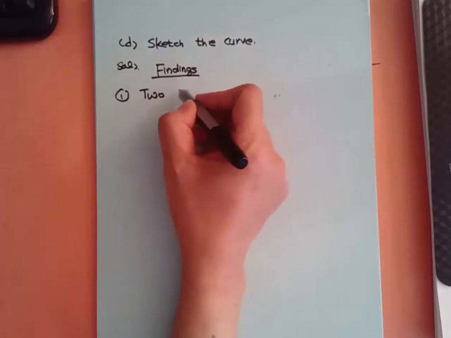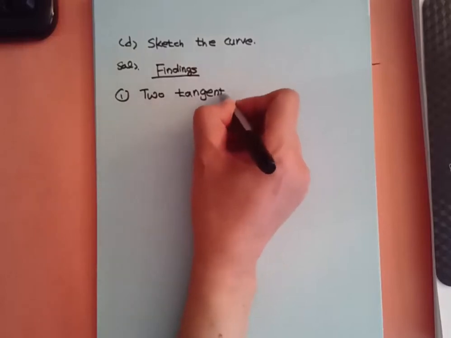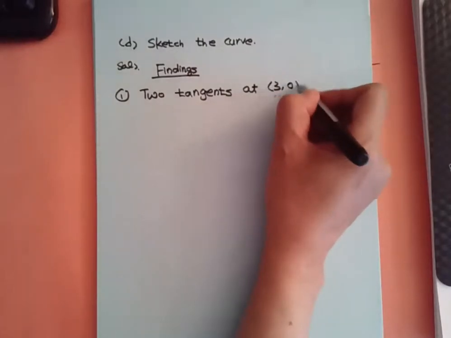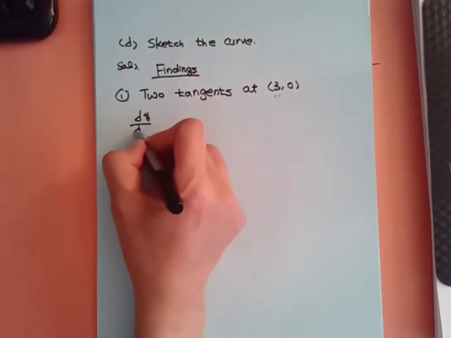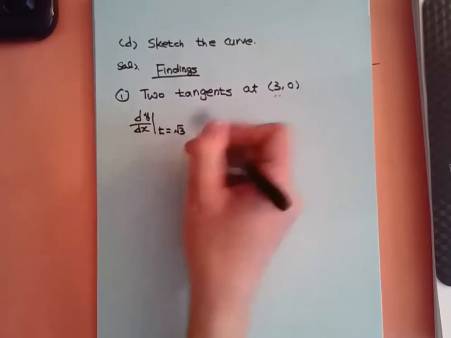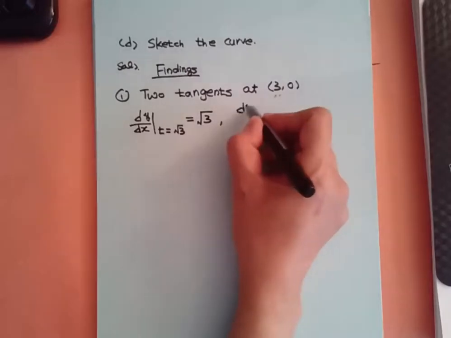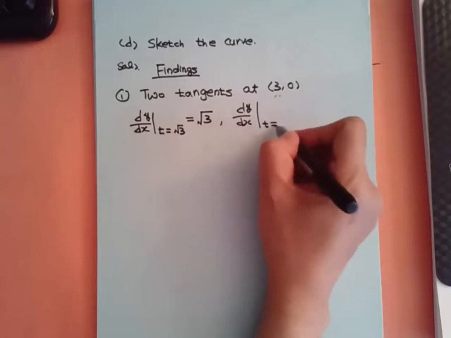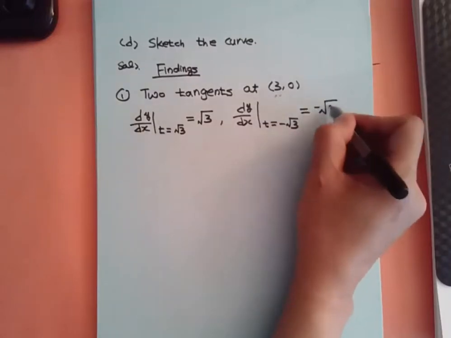The first problem is about two tangent lines, two tangents at the point (3, 0). And dy over dx when t is square root of 3 was square root of 3, and the derivative of the parametric curve at t equals minus square root of 3 is minus square root of 3.